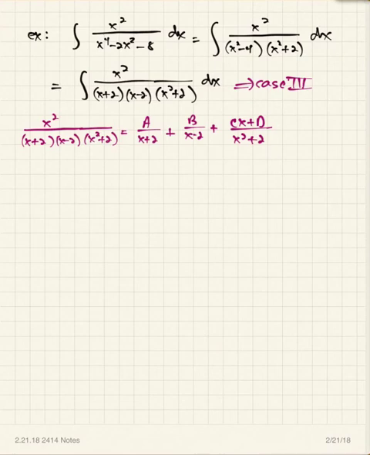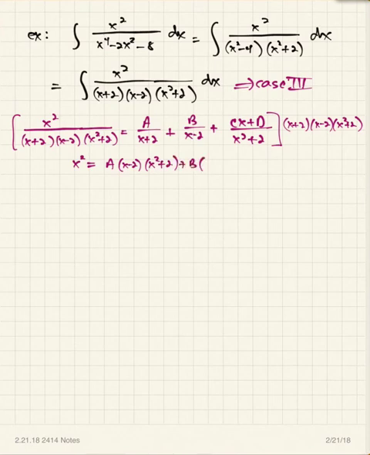All right, so we would clear the fractions. So we multiply by x plus 2 times x minus 2 times x squared plus 2, like that, right? Clear out the fractions. And so you get x squared equals a times x minus 2 times x squared plus 2, plus b times, the x minus 2 cancels there, and you have x plus 2 times x squared plus 2. And then finally plus cx plus d times x plus 2 times x minus 2. Whew.